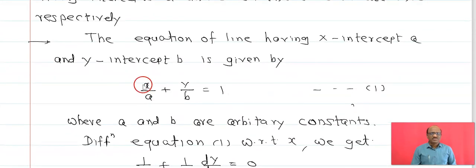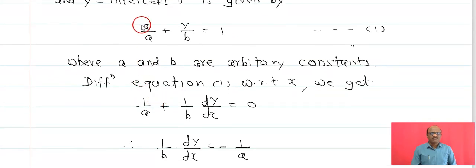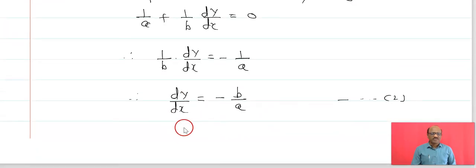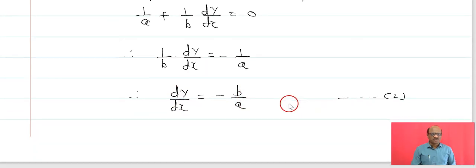Now differentiate this. The derivative of x is 1, so 1 into 1 upon a, that is 1 upon a, plus 1 upon b. The derivative of y is dy by dx. The derivative of 1 is 0. Therefore you will get 1 upon b into dy by dx equals minus 1 upon a. Therefore dy by dx is equal to minus b upon a. This is equation number 2.